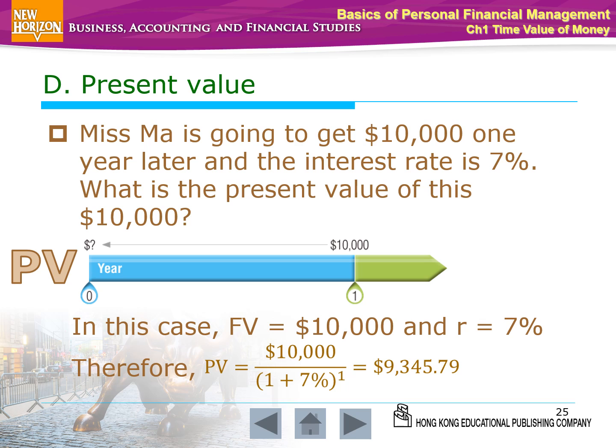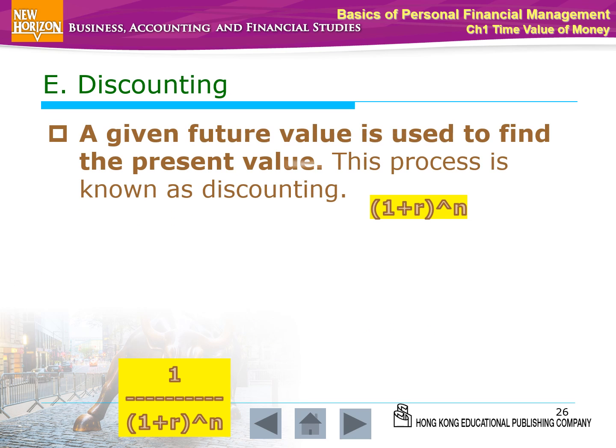Just like this. $10,000 over 1 plus 7% to the power 1. We mean 1 year later. Okay, so the value is smaller than $10,000. We get 9,000 so and so. So a given future value is used to find the present value. This process is called discounting.